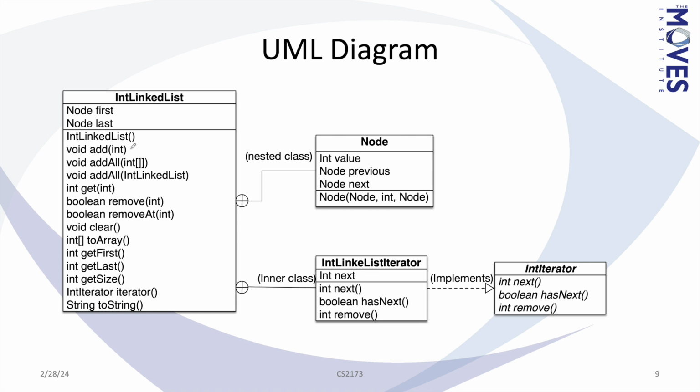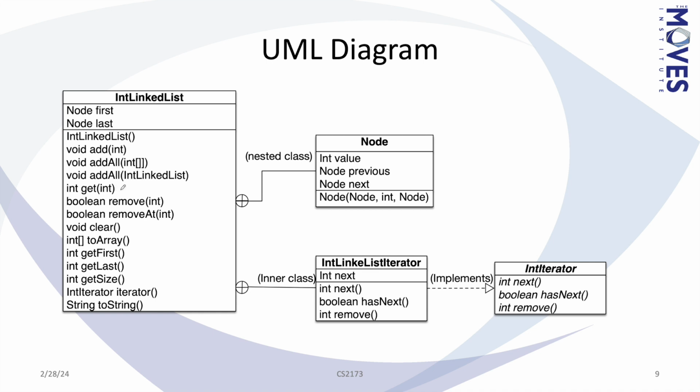So I have an empty constructor because I need to instantiate those. I want to add and then add all. I can add all from an array, or add all from another int linked list. I could have had another add all from a Java collection if I wanted. Maybe I'll leave that out.